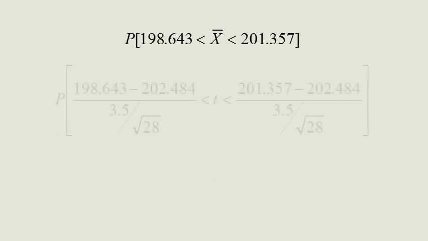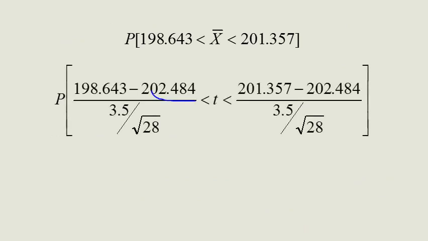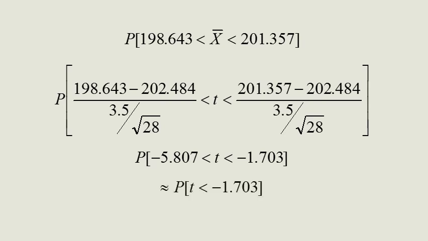We create t by subtracting the new mean and dividing by the SD. Once again, this creates t with 27 degrees of freedom. The negative 5.807 is way off the t-table, so ignore it. The area out there is essentially 0.